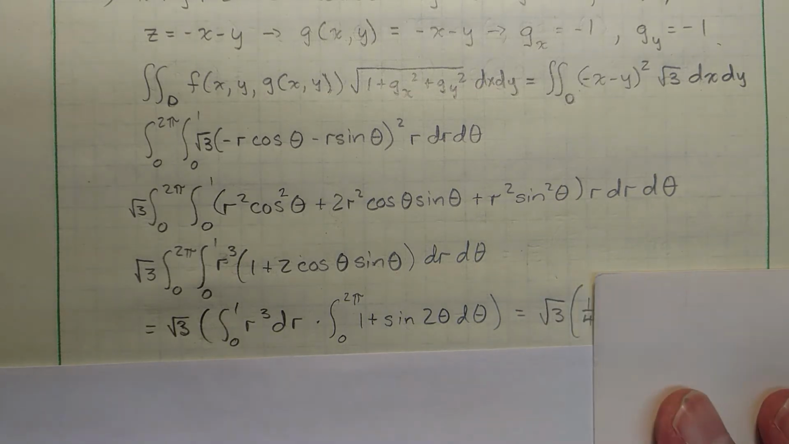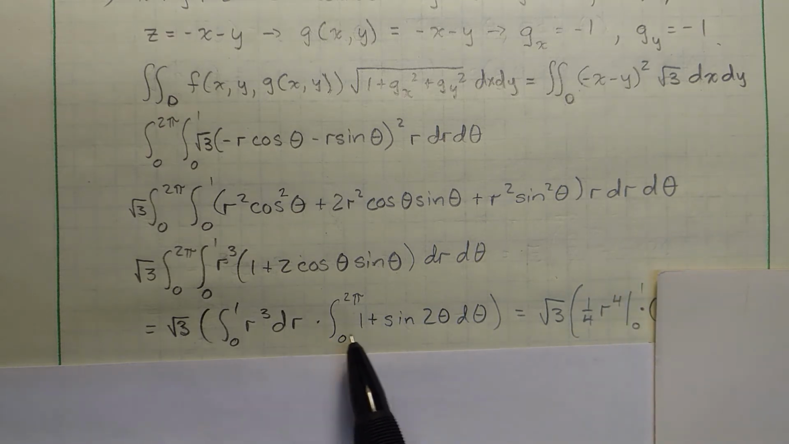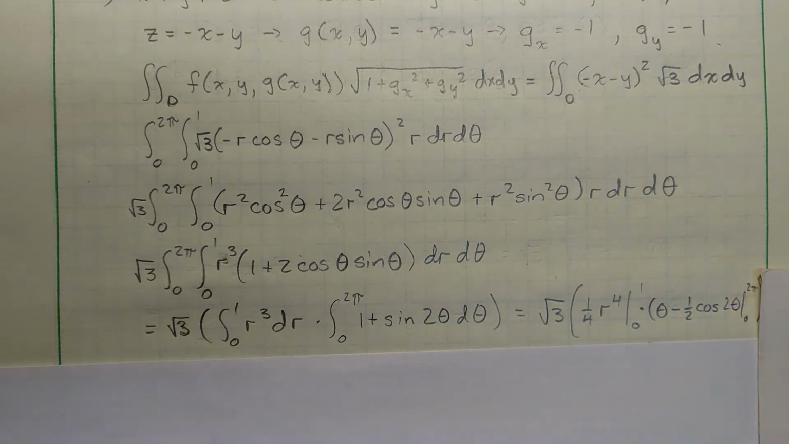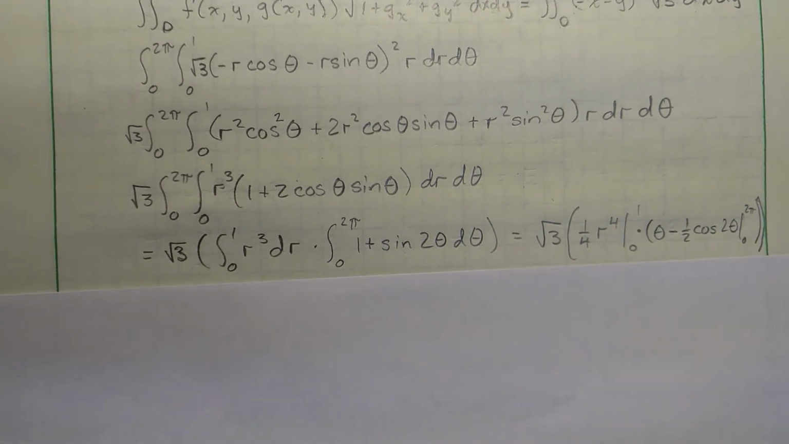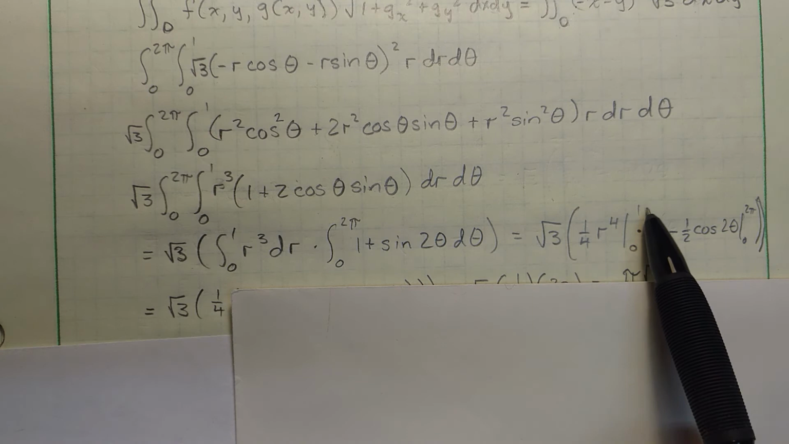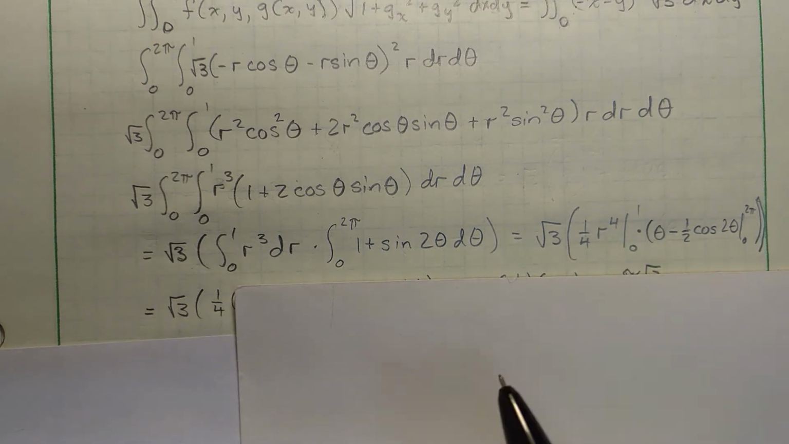Integrating this, I get 1/4 r to the 4th, evaluated from 0 to 1. And I'm going to multiply it by integrating this here. I will get theta, and then I will end up with a minus 1/2 cosine 2 theta, evaluated from 0 to 2 pi. Now doing some evaluation, I have radical 3 times this one, which is pretty easy to see is just 1/4. 1/4 is now multiplied by this thing here.